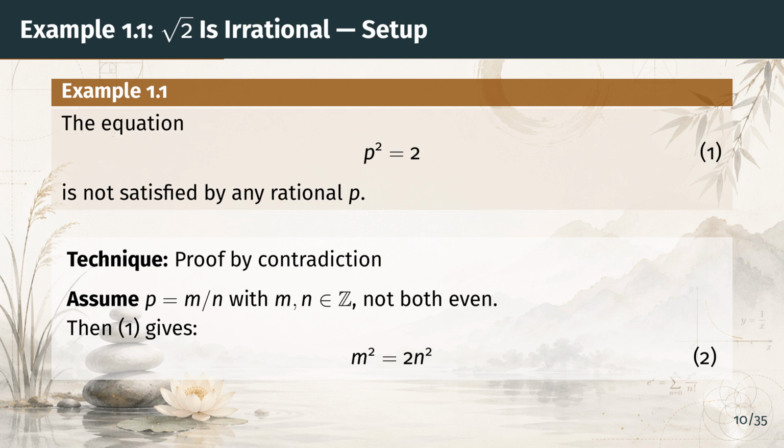Suppose, for contradiction, there were such a rational p. Then we could write p as m over n, where m and n are integers. Moreover, we can assume that m and n are not both even, because if they were, we could cancel common factors of 2 until at least one of them is odd. Now, if p squared equals 2 and p equals m over n, then squaring both sides gives m squared over n squared equals 2, which means m squared equals 2n squared. This is equation 2 on the slide.